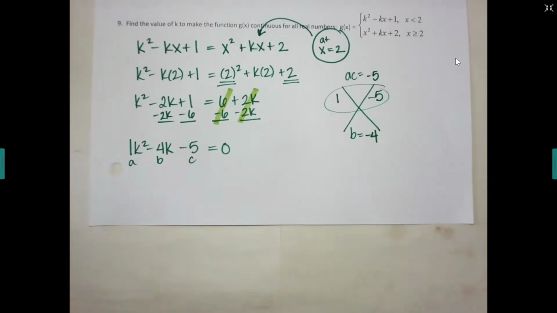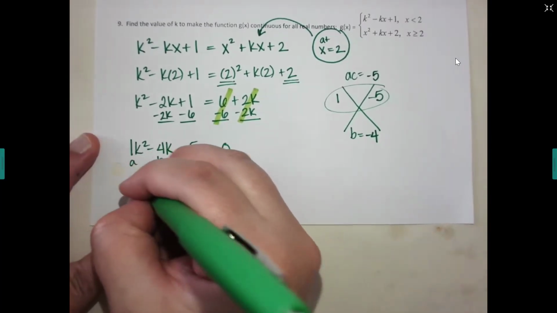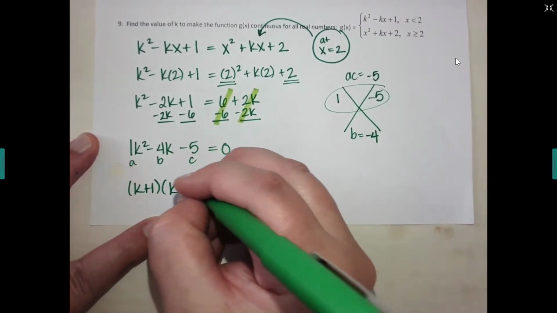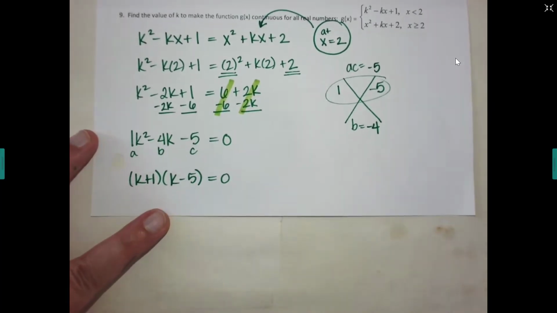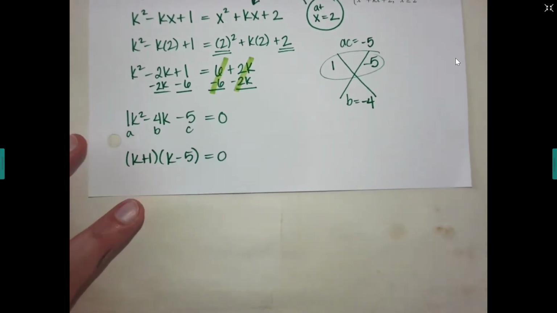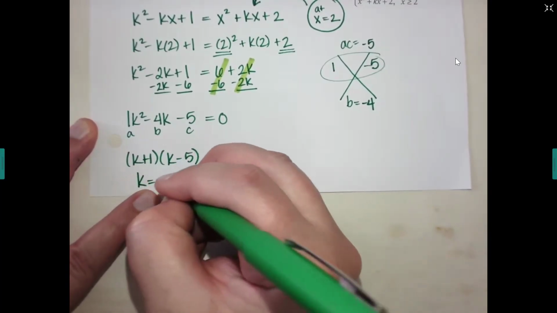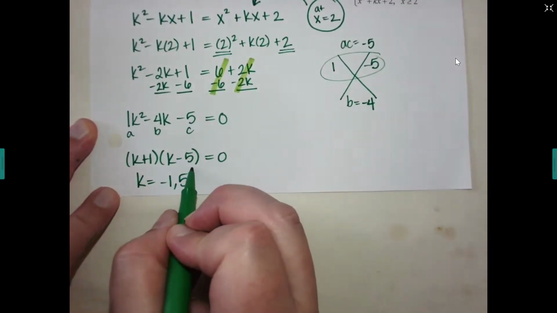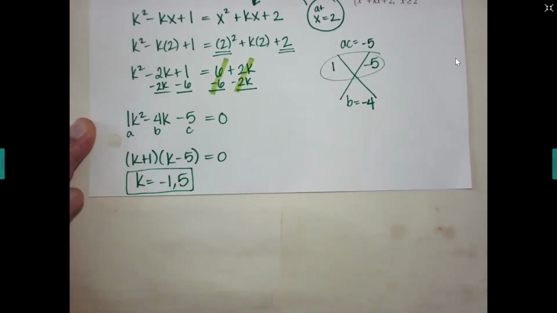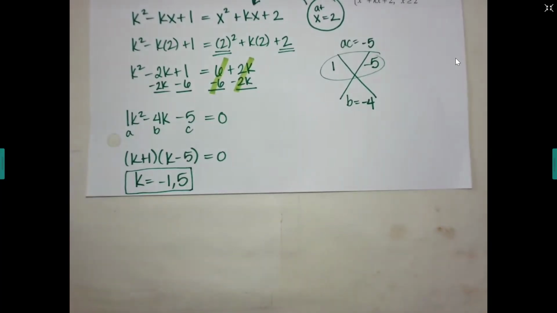Very good. So your factors are k plus 1 and k minus 5, which means that your solutions are the reverse signs of those. So if plus 1 is in the parentheses, then k is equal to minus 1. And if it's a minus 5 in the parentheses, then positive 5 will be your final answer. Do you get it? Okay, we have to do one more, number 10.